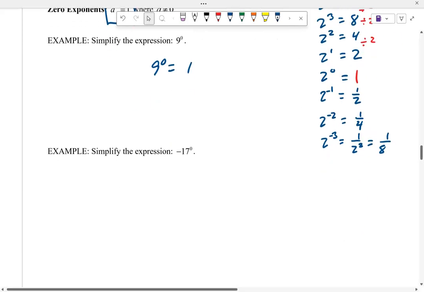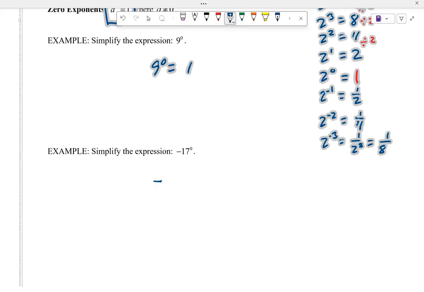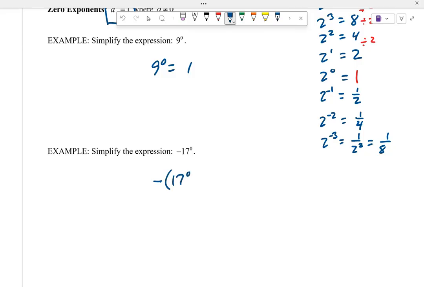That negative 17 to the 0 is going to be, and you got to be careful on this, because that negative means apply it at the end. This is how you want to think about that. I know there's no parentheses on that, but that's negative 1.